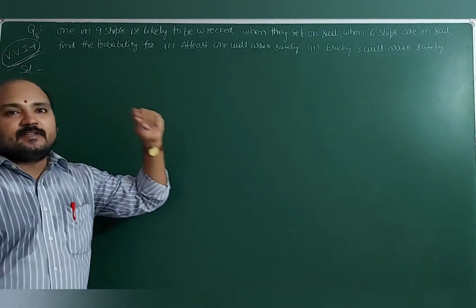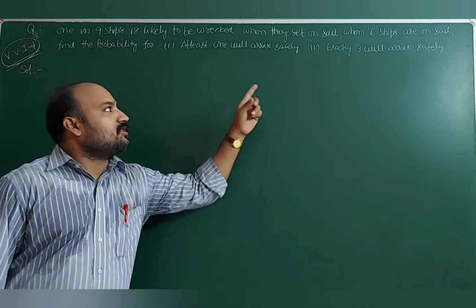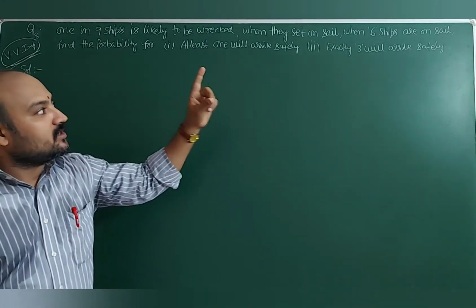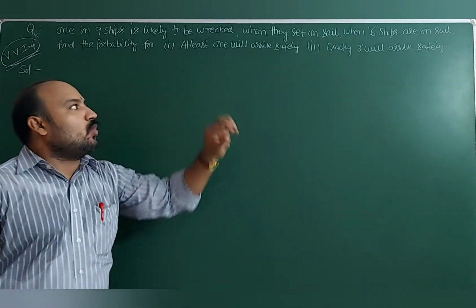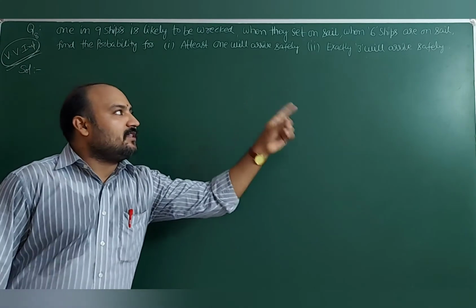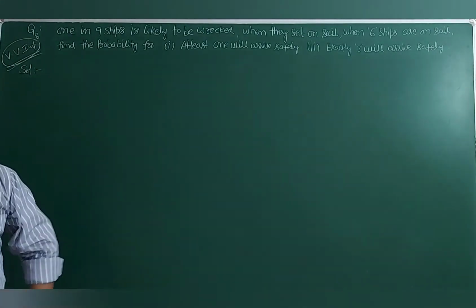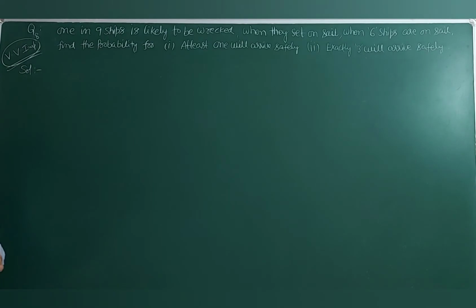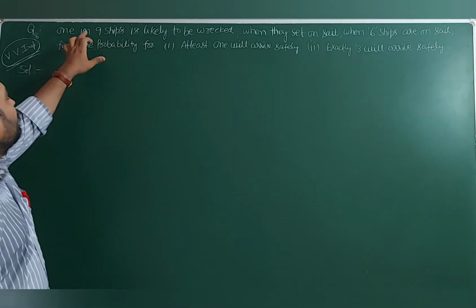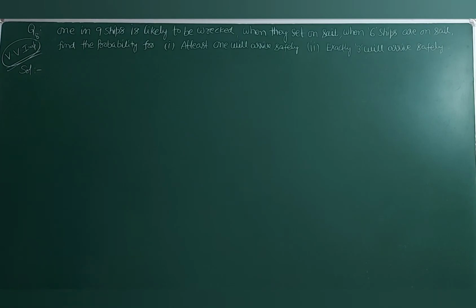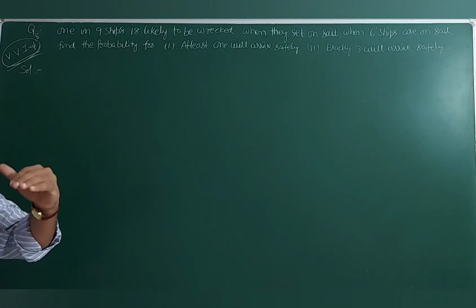1 in 9 ships is likely to be wrecked when they set on sail. When 6 ships are on sail, find the probability that at least 1 will arrive safely, exactly 3 will arrive safely. So first of all, here we need to calculate P and Q by understanding the given question. 1 in 9 ships is likely to be wrecked. Out of 9, 1 will be spoiled. So that is a failure case.